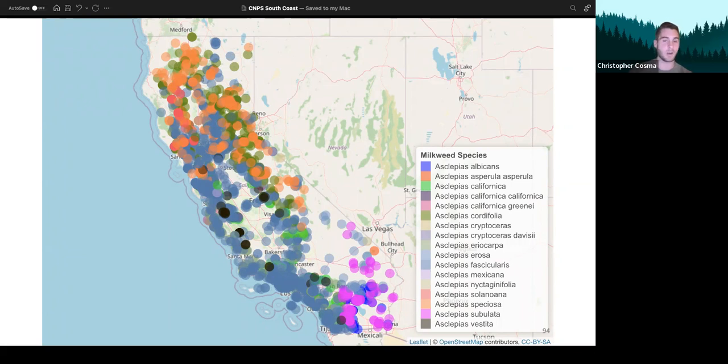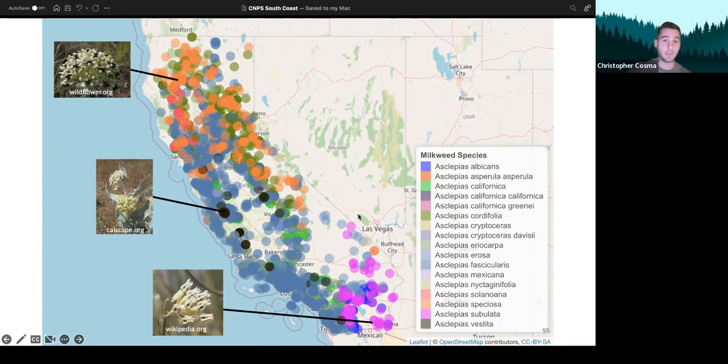I'm going to be using the monarch as an example throughout this talk. And we know that there are around 15 species of native milkweed in California. Each one of those species occurs in a slightly different range across the state. So the colors here are just representing different species of milkweed. And we know that planting locally native milkweed species is really important to maximize the benefit to monarchs.